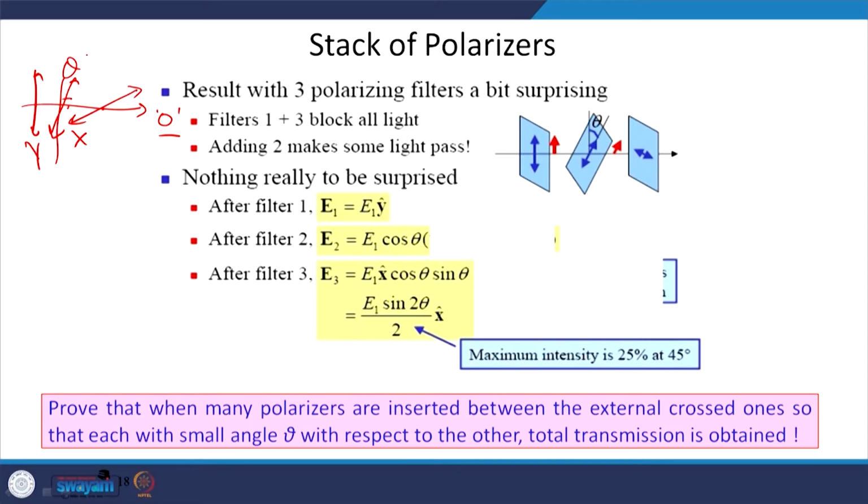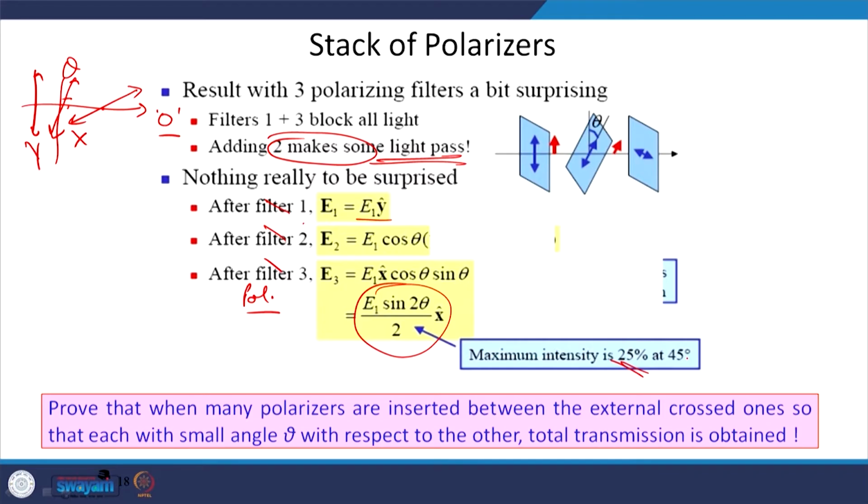What will happen? Adding 2 makes some light pass. So, you can solve for it. You know that after filter 1 it will be E1 y. Filter means polarizer. After polarizer 2 it will be E1 cos theta, and after polarizer 3, E1 cos theta sin theta, that will be E1 sin 2 theta by 2. So, about 25% intensity after 45 degrees.